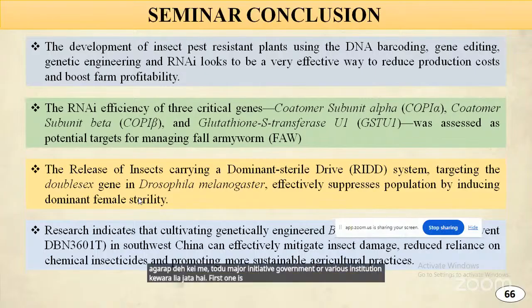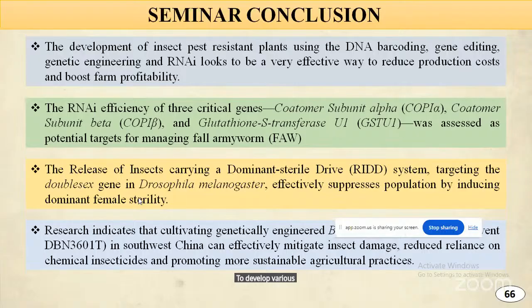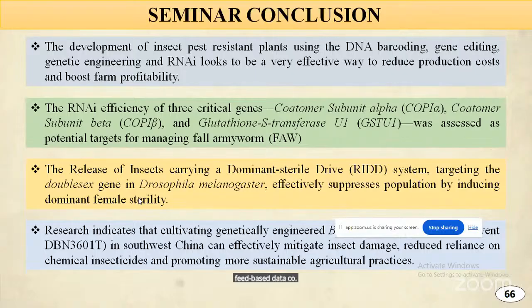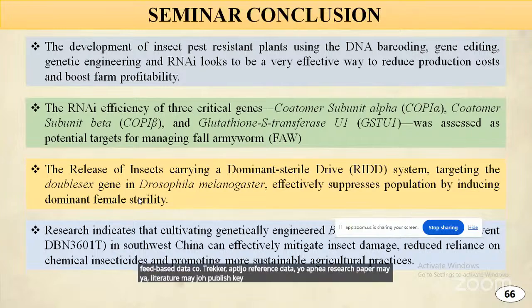फर्स्ट वन इज टू डेवलप वेरियस AI बेस्ड डिटेक्शन डिवाइस. वो बायोटिक एबायोटिक फैक्टर के जो भी पिक्चर है या जो इमेज है, चाहे वो जेल की इमेज है या फील्ड की इमेज है, उन सब डेटा को लेके एक रेफरेंस डेटा बनाया जाता है. उस रेफरेंस डेटा को AI बेस्ड जो टूल है वो फील्ड बेस्ड डेटा को ट्रैक करके आपके जो रेफरेंस डेटा है जो आपने रिसर्च पेपर में या लिटरेचर में पब्लिश किए हुए उस डेटा को रेफरेंस लेके वो फील्ड में आपको हेल्प कर सकता है फॉर आइडेंटिफिकेशन वेदर द पर्टिकुलर color incident which is showing in any part of the crop, it is whether due to the biotic factor or abiotic factor.